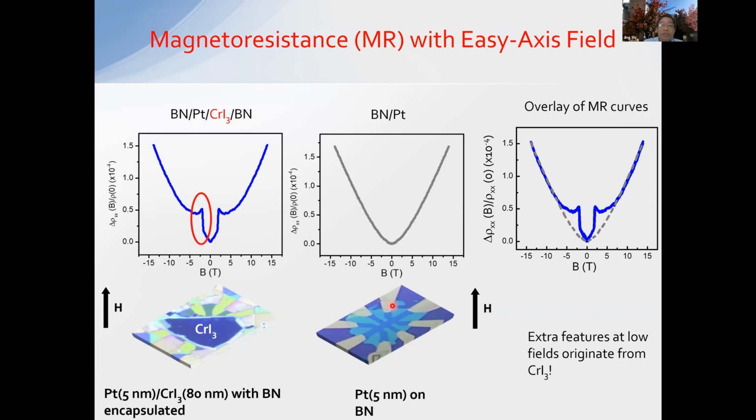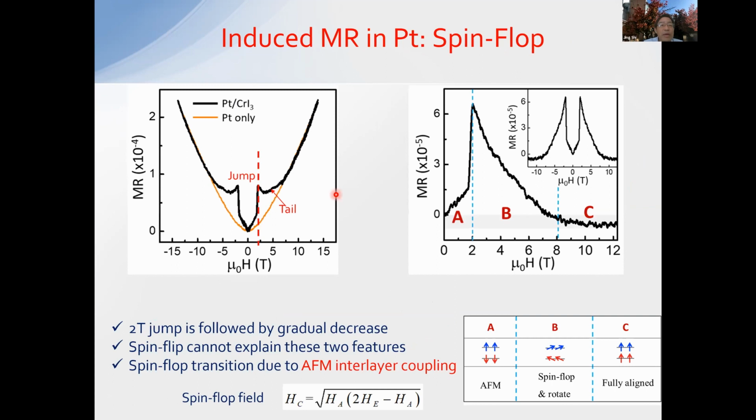Okay, so we overlay these two and do a subtraction. I only show the positive side here. So we see 3 regions here, right? I want to point out that right after the jump, there's a gradual change in the magnetoresistance. It finishes at around 8 Tesla. Okay, from 2 Tesla to 8 Tesla.